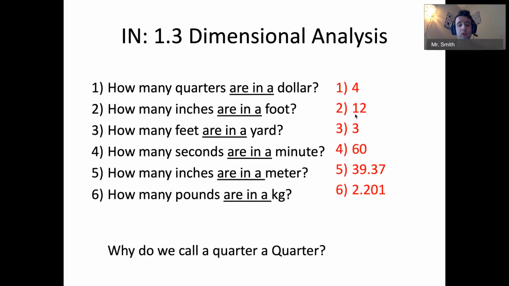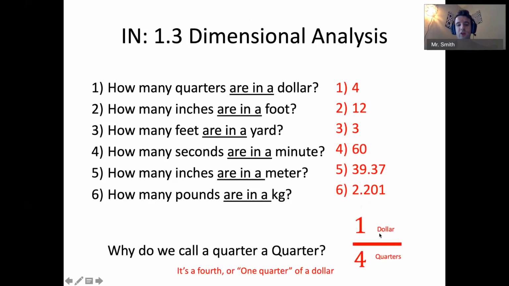So question for you is, why do we call a quarter a quarter? That's because of this right here, 1/4. We know that for every 4 quarters, we have $1. So it's a fourth or 1/4 of a dollar. Now, this right here, this $1 over 4 quarters, we call this a conversion factor. And a conversion factor is something that we're going to be using in dimensional analysis. So we'll come back to that in a little bit.